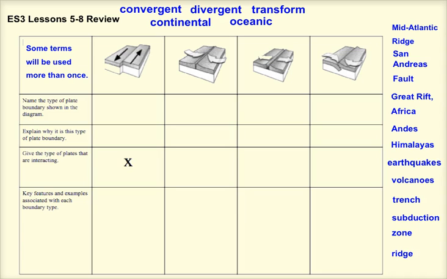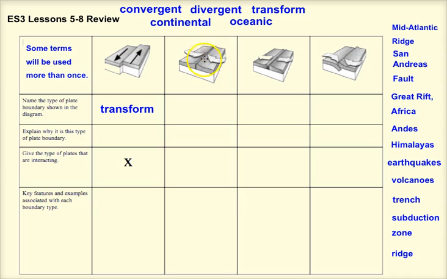So what you're going to have to do is take these diagrams. The very first thing you have to do is name the type of plate boundary shown in the diagram. Now on the test you were given the 3 types, and you can see them up here towards the top: convergent, divergent, and transform. So let's do that first. How about this one? If you said they slide past each other and that's a transform, you are correct. So it's a transform plate boundary.